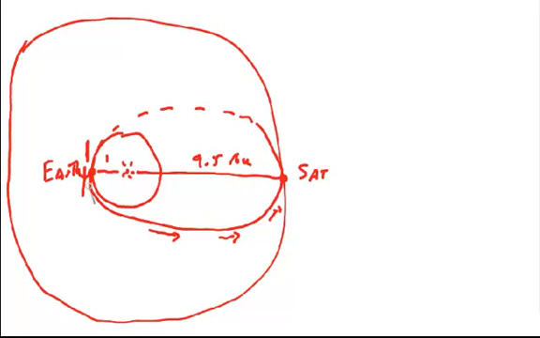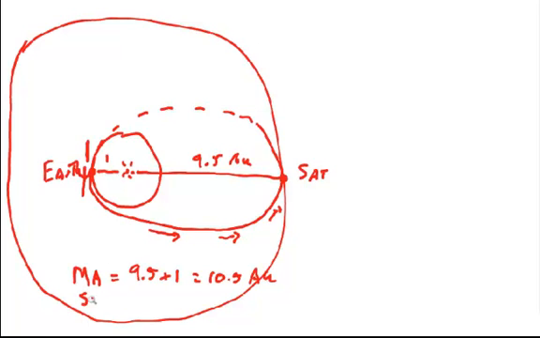So we can put this knowledge together, and we can see that the orbit of the spacecraft is going to have a long axis, a major axis, that is going to be 9.5 plus 1, which is 10.5 AU. Okay, and then we can right away figure out the thing we want to know.